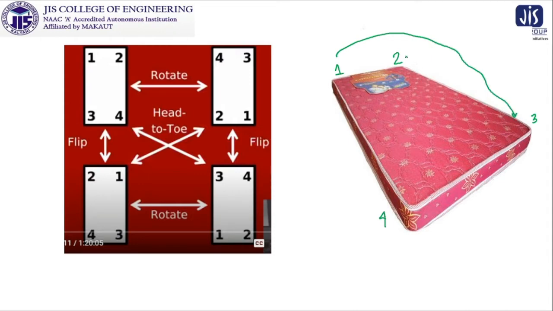So obviously these two will go directly here because this is completely rotated. So 1 comes here, so 2 comes here. So obviously 3 comes here and 4 goes here.